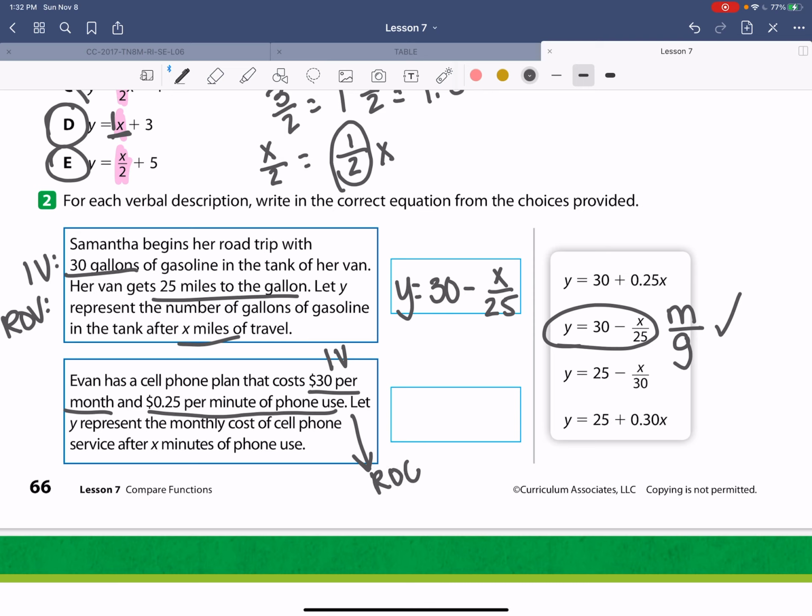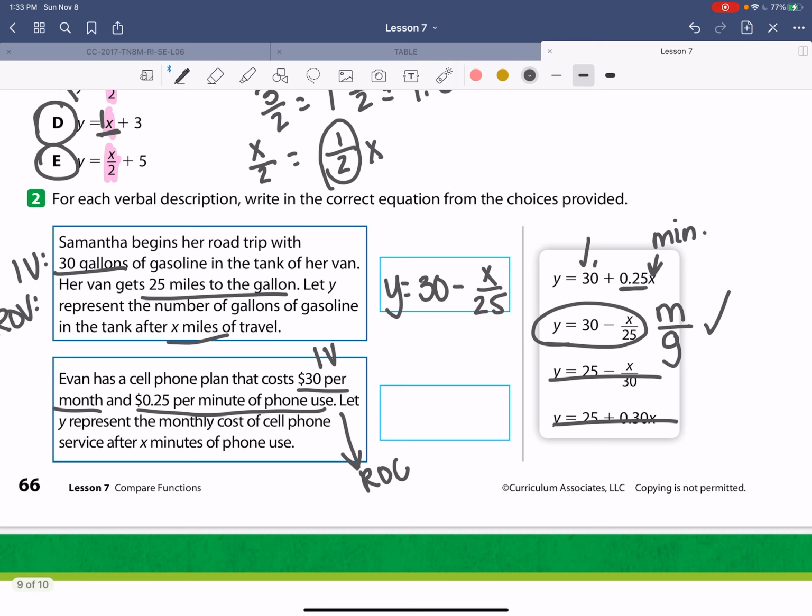So he's going to be paying $30, which is here. Of course, these are just out. And then plus our 25 cents per minute, which is our X minutes. And then this is our initial value. So of course that matches. Y equals 30 plus 0.25x. All right, and we go ahead and move on to number 3.